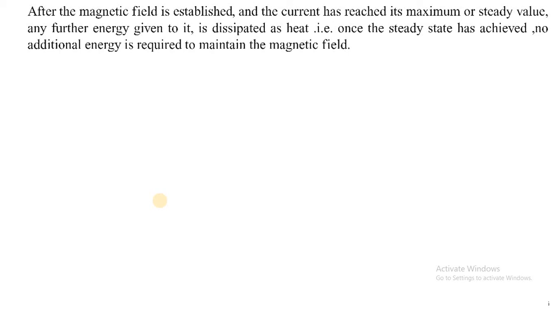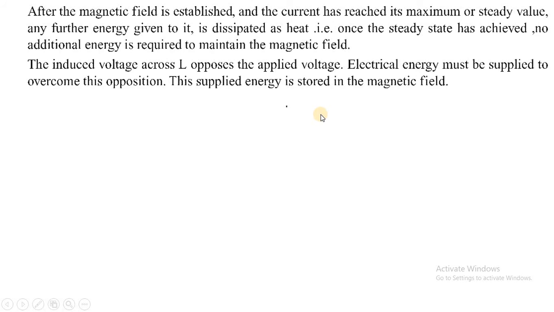So when the current has reached the final value of 5 ampere, and if still the battery is connected and giving more energy, then that energy is not going to increase the current further. So this extra energy is going to dissipate in the form of heat. So once the steady state has been achieved, no additional energy is required to maintain the magnetic field. So that additional energy is going to be dissipated in the form of heat. First phenomenon. Second phenomenon is what? The Lenz law.